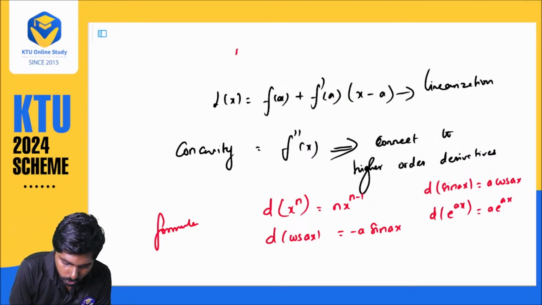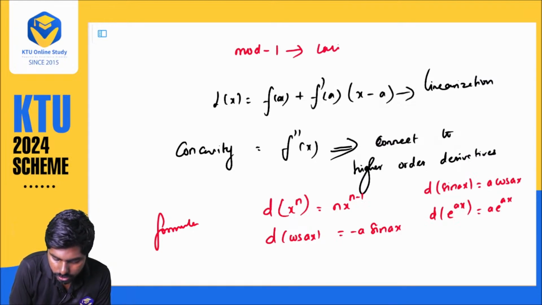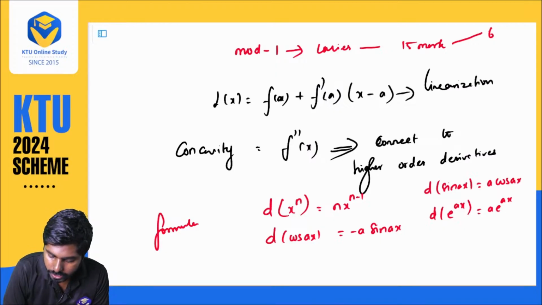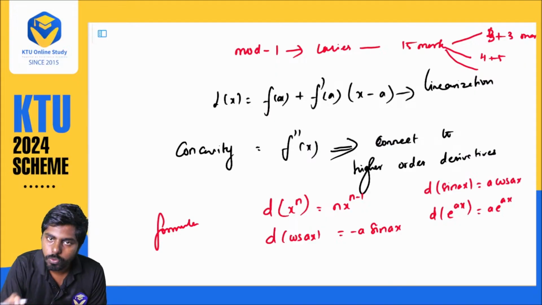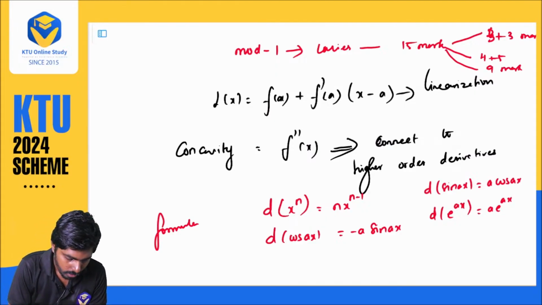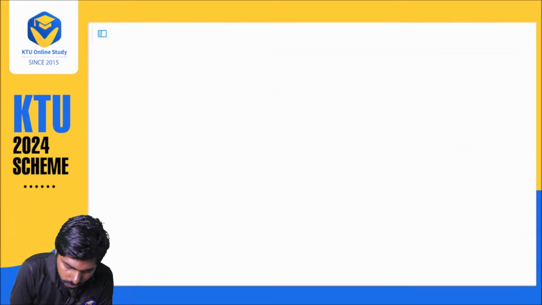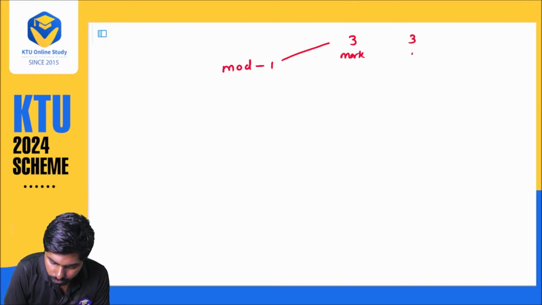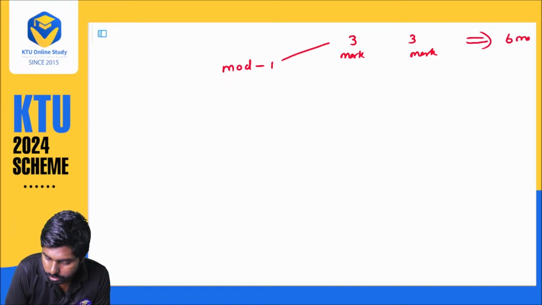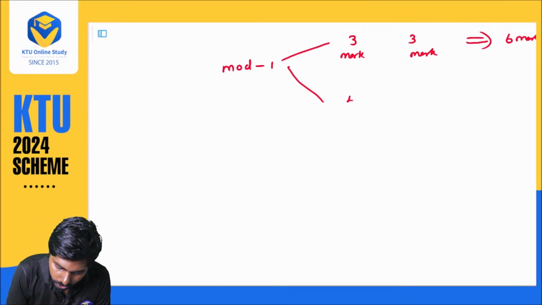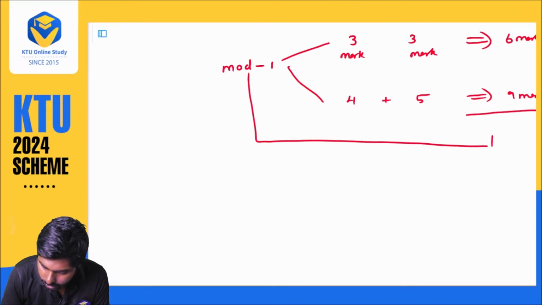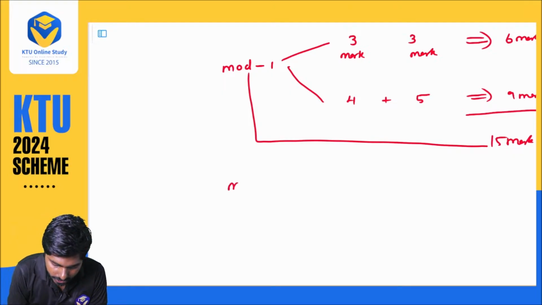Module 1 carries 15 marks. That is 6 marks from two 3-mark problems, that is 3 plus 3 marks, and one 4 plus 5 mark option, that is a 9-mark problem. Again, I am explaining each module: there will be two 3-mark problems that carry 6 marks, then you can expect the option of 4 plus 5, that is totally 9 marks.